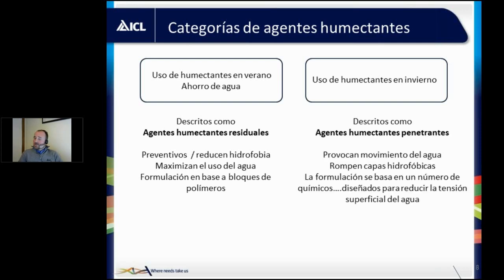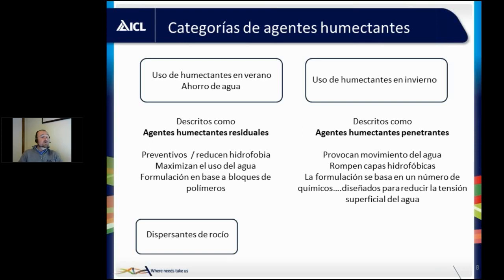Now, our winter use wetting agents, essentially we describe these as being penetrant wetting agents. Now, they're penetrants in that they get water moving. They're generally used to break hydrophobic layers, and their formulation, their constituents, can be based around a number of different chemistries. But the key component for a penetrant wetting agent would be a constituent which lowers the surface tension of water.